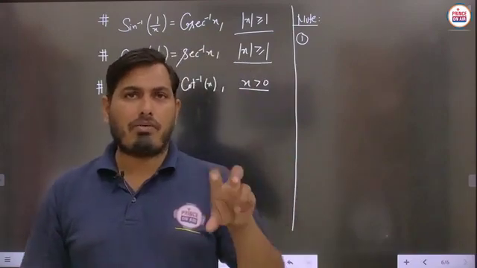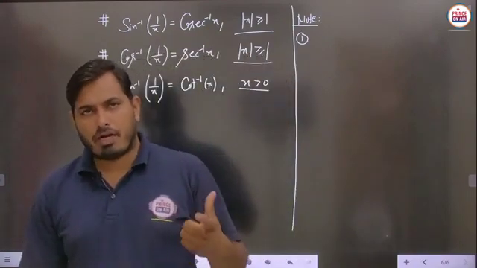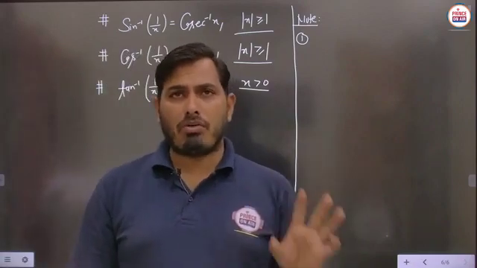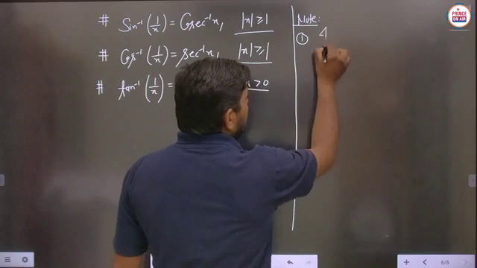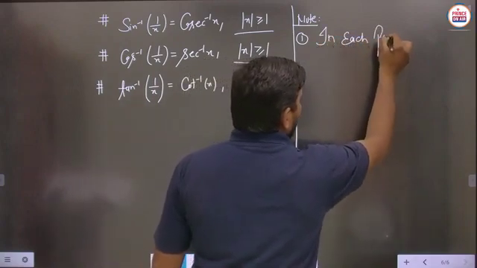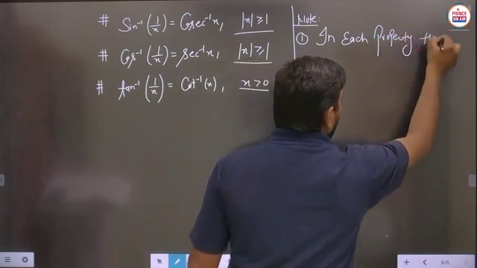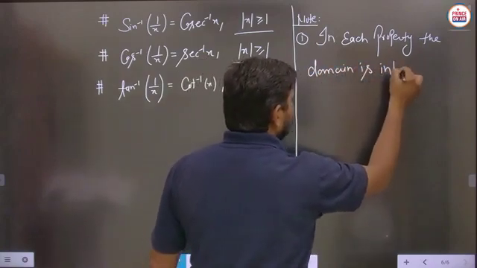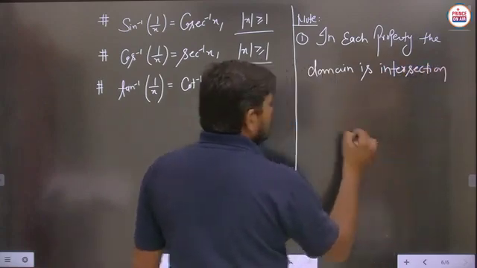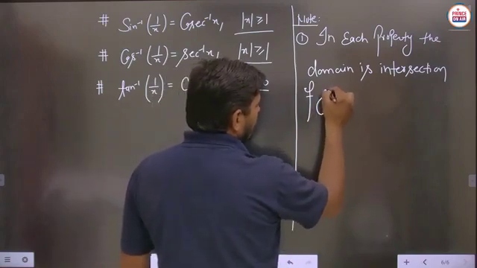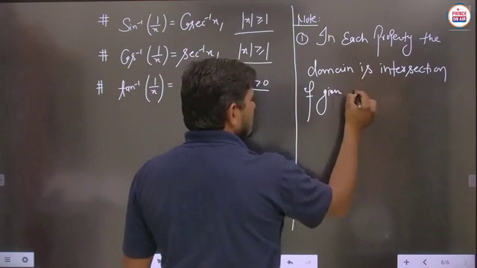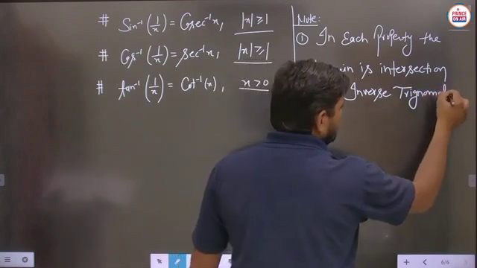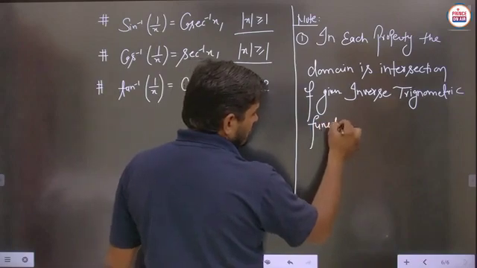So basically in each and every kind of property, the domain, meaning the set of input values, the domain will be the intersection of the given inverse trigonometric functions on both sides.